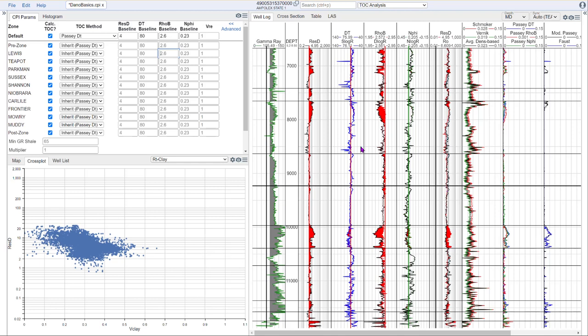Okay, a few other methods that we have available to us. We've got things like the Schmoker method. We have some other density-based methods like Vernik, and we also have another sonic-based method, which is Faust. So let's take a look at Vernik's method.